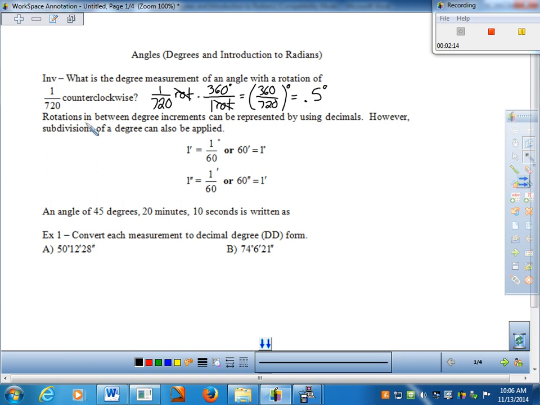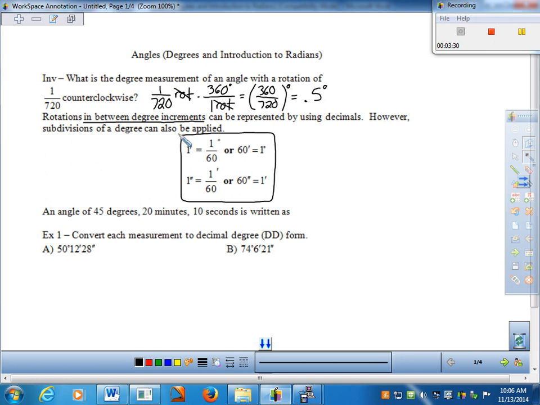So let's go ahead and underline a couple things. This is what we're looking for. Rotations in between degree increments can be represented by using decimals. And by the way, that's just what naturally happened right up here, 0.5 degrees. However, we can also use subdivisions, and that's this piece right here, subdivisions of a degree. I kind of wrote this on your paper here. That was awfully nice of me. So why don't we go ahead and box that up, and we'll talk quickly about those subdivisions and then apply it to a couple examples.